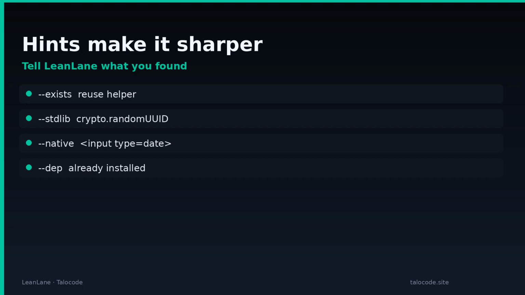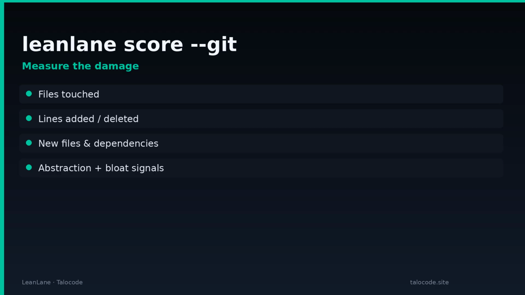Let's run it live. Command: leanlane decide --task "add a date picker to the sign-up form". LeanLane returns recommended rung: native platform. Stop at native platform feature. The rationale explains that UI controls often have native HTML equivalents. The response includes the full ladder, the safety floor, and agent instructions you can inject into a session.